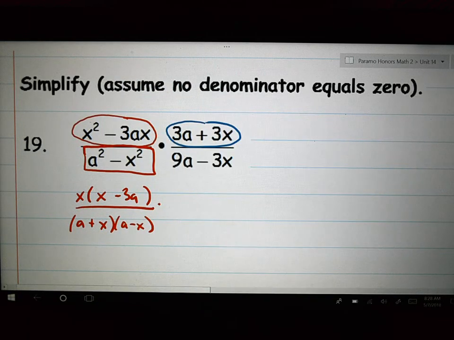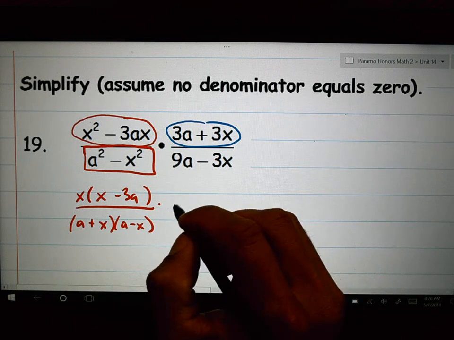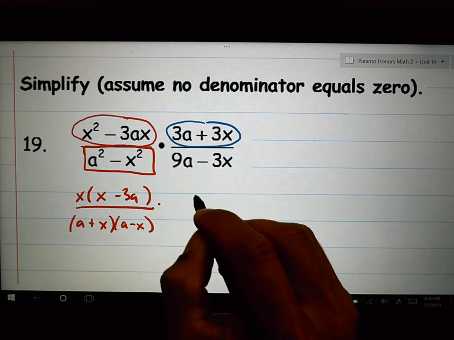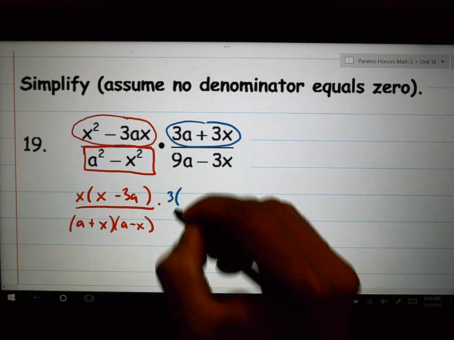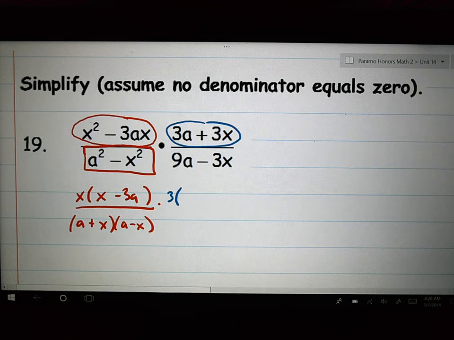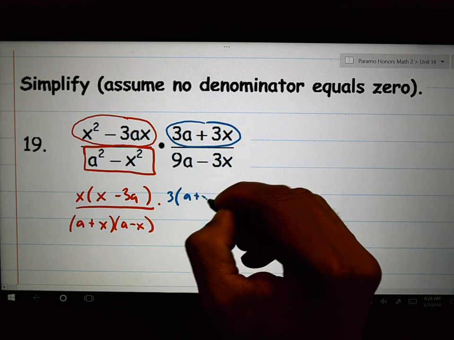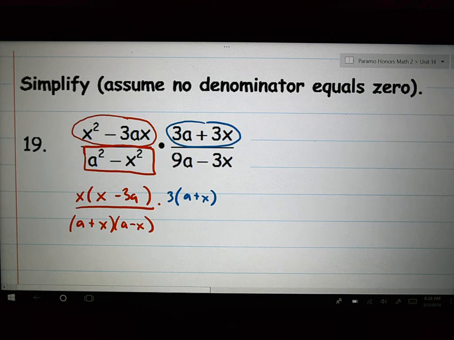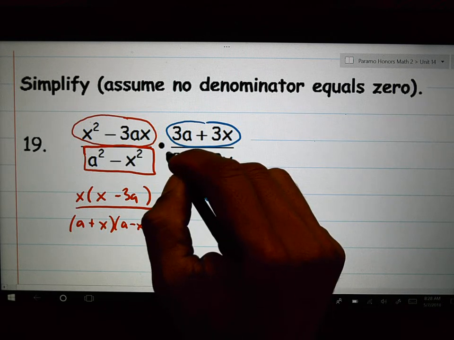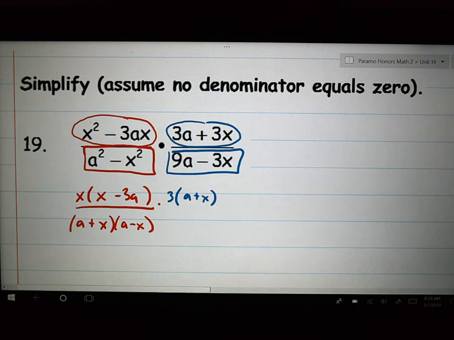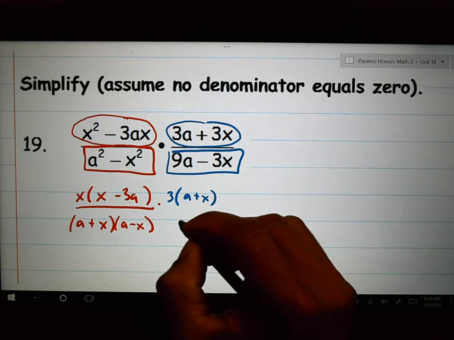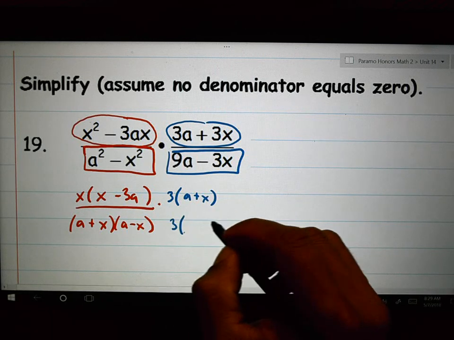Is there a GCF of this blue circle? What is the GCF of that blue circle? What's left in parentheses? Now I'm going to do the denominator, and I think this only has GCF factoring in it. What's the GCF of 9a minus 3x? And what's left behind?